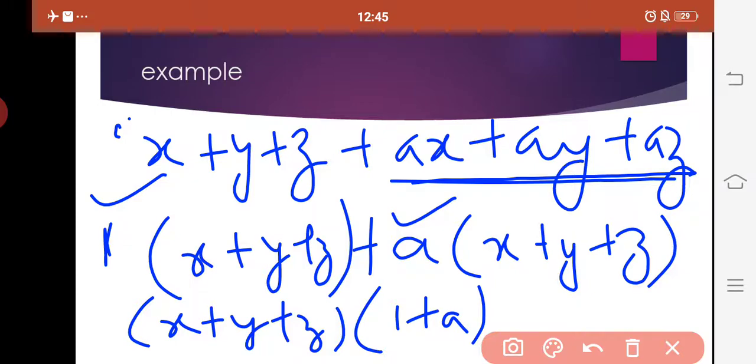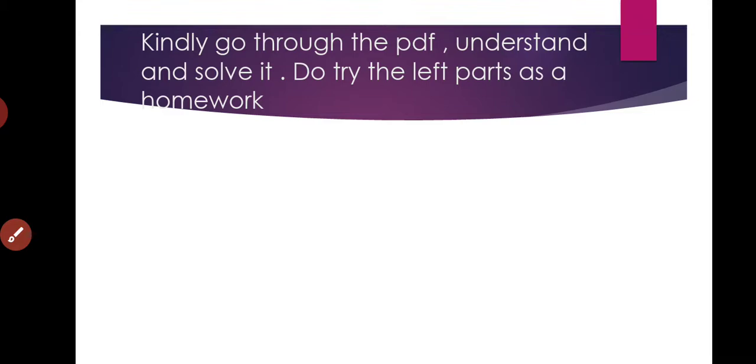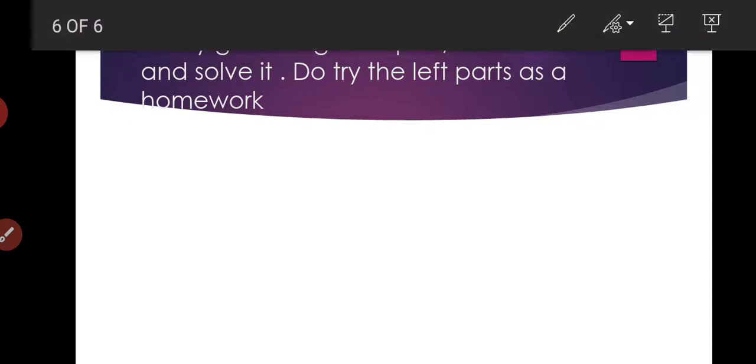Now just try to find out the left part answers and then solve the questions whose solution is given in the PDF. Thank you.